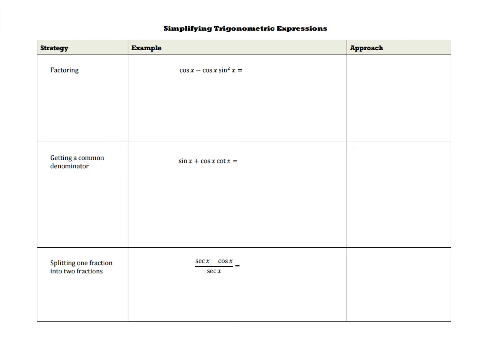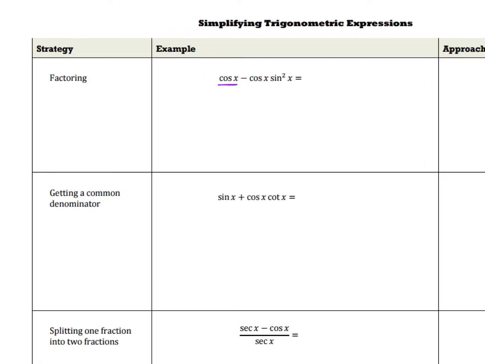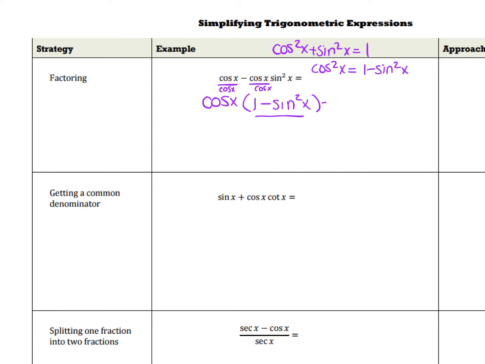Another strategy is by using factoring. So in this example, I can see that both of my terms have a cosine. So cosine of x is going to be my GCF. And when I factor out a cosine of x, I'm going to be left with 1 minus sine squared of x. Now, 1 minus sine squared is going to come from the Pythagorean identity cosine squared plus sine squared is equal to 1. So cosine squared is going to equal 1 minus sine squared. So I'm going to substitute that in. And then if I have cosine times cosine squared, I'm going to end up with cosine cubed.